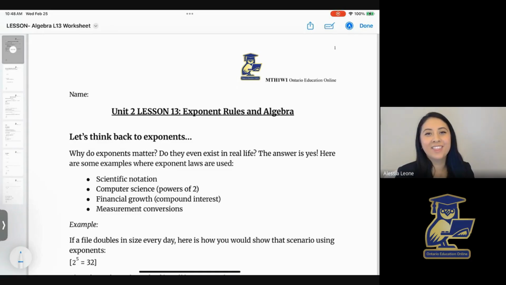Welcome everybody to lesson 13. We are going to revisit the idea of exponents. Now, exponents, yes, they matter in real life.